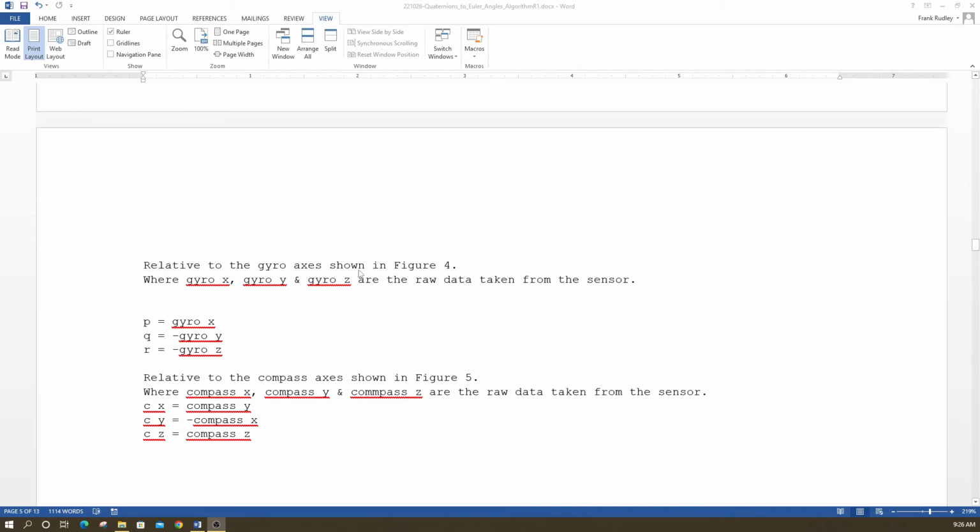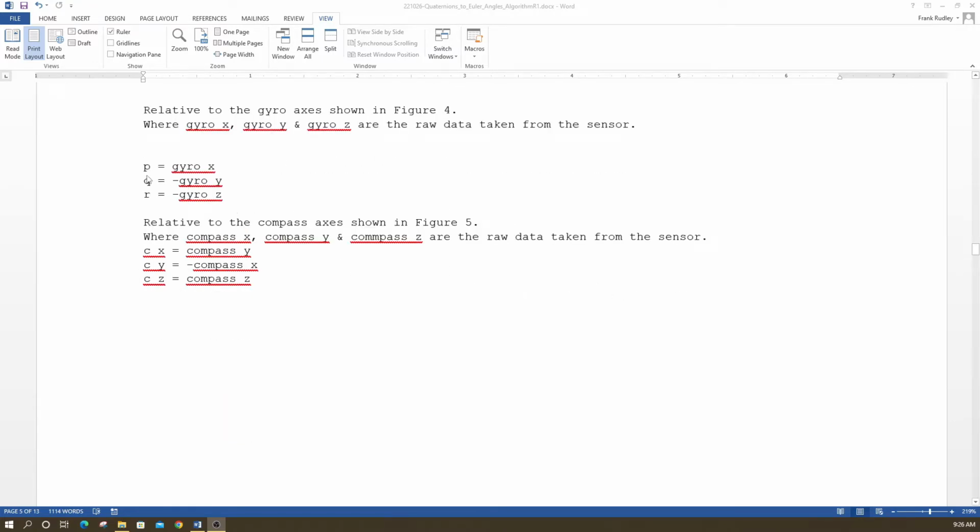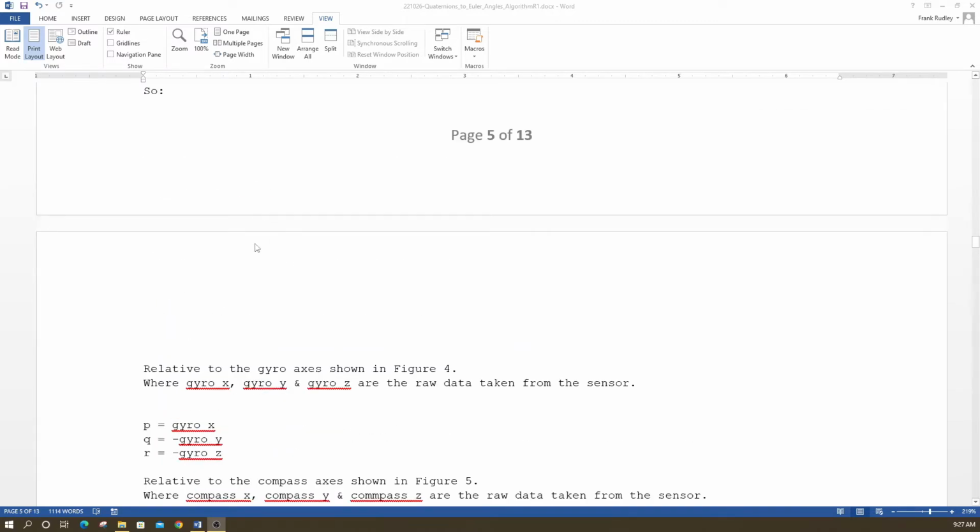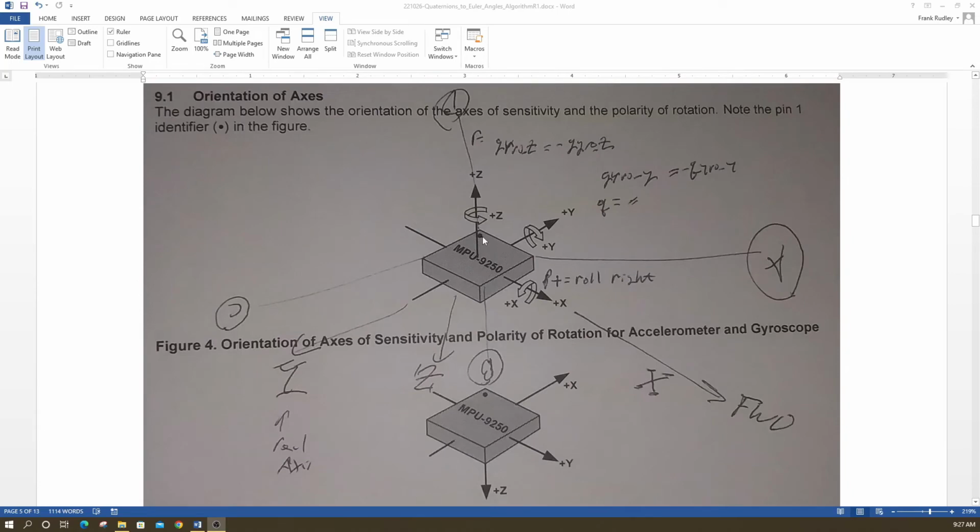Relative to the gyro axis as shown in figure 4, where gyro x, gyro y, and gyro z are the raw data taken from the sensor, I have to do some adjustments. So I have to make my p equal to gyro x with no sign change, but my q and r, I have to do a sign change. That's mostly because they're opposite to where I need them to be.